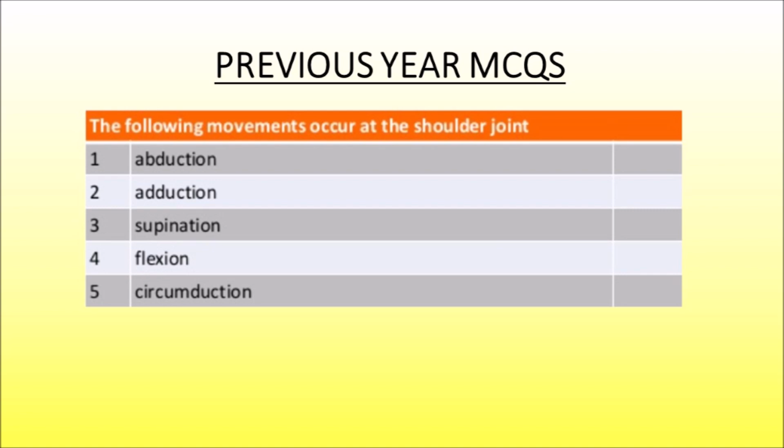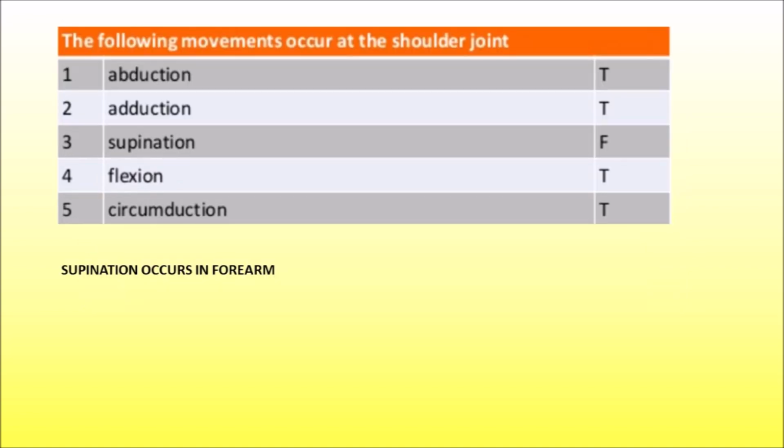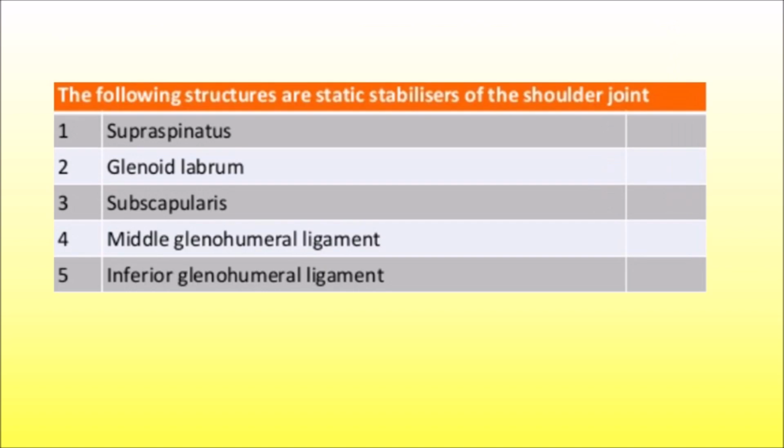The following movements occur at the shoulder joint: abduction, adduction, supination, flexion, and circumduction. Among these 5 movements, only 4 movements occur at the shoulder joint. Have you guys found out what the answer is? Let us move on to the next slide to find which one is the odd one out. The odd one out is supination. Supination is a movement that does not occur at the shoulder joint but occurs at the forearm.